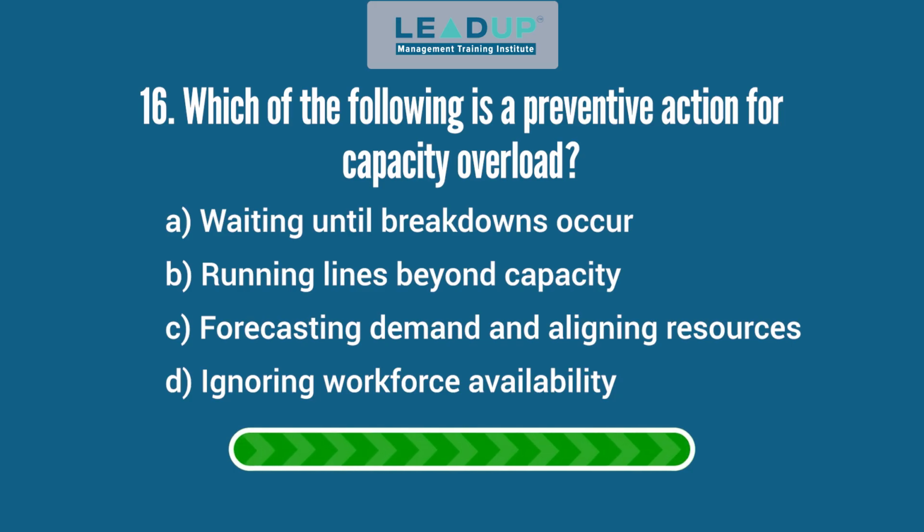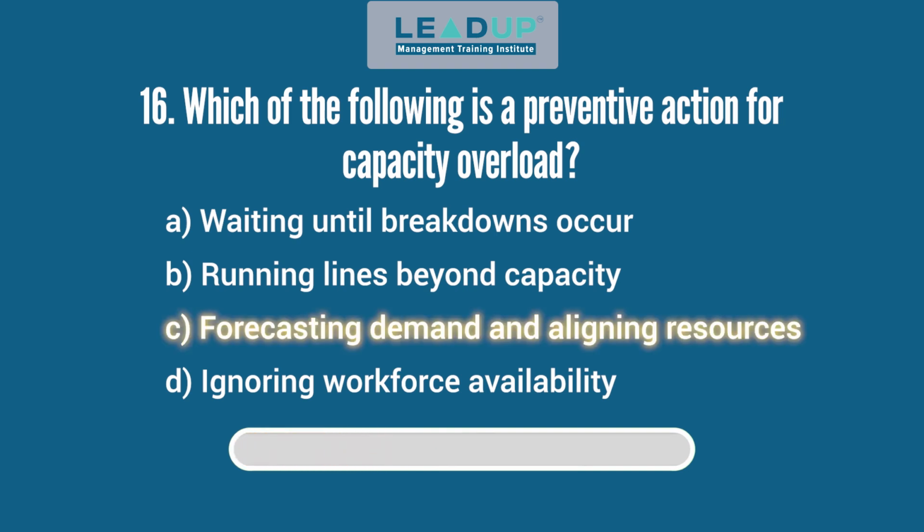Question 16. Which of the following is a preventive action for capacity overload? A. Waiting until breakdowns occur. B. Running lines beyond capacity. C. Forecasting demand and aligning resources. And D. Ignoring workforce availability. Answer: forecasting demand and aligning resources.